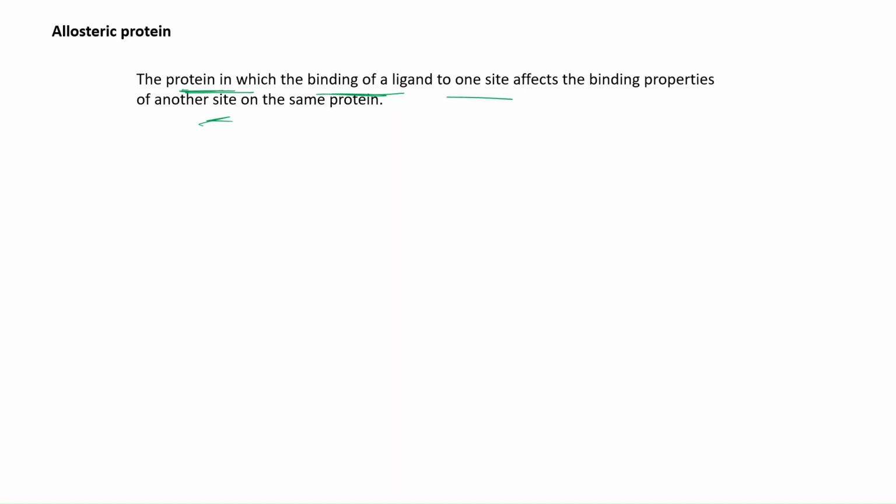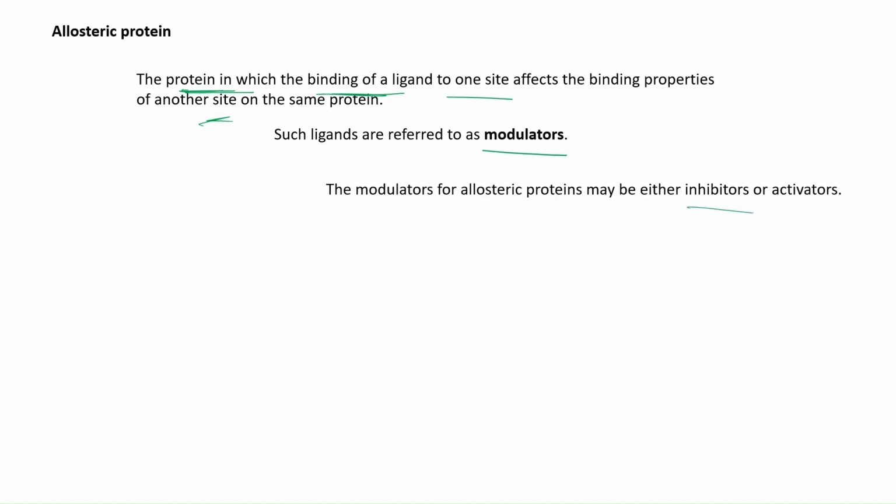So those proteins are known as allosteric proteins. Now such ligands are referred to as modulators because they are modulating the binding properties of another ligand. So these modulators can be either inhibitors or activators. That means the binding of the first ligand can increase the affinity of the second ligand or it can decrease the affinity of the second ligand.